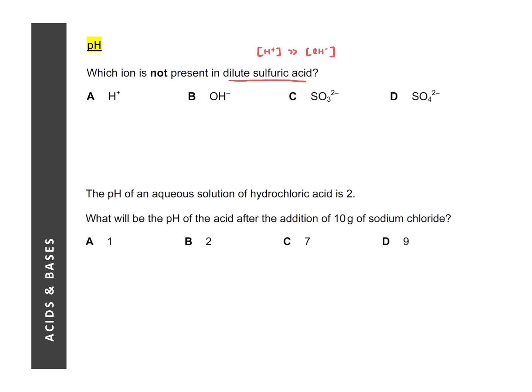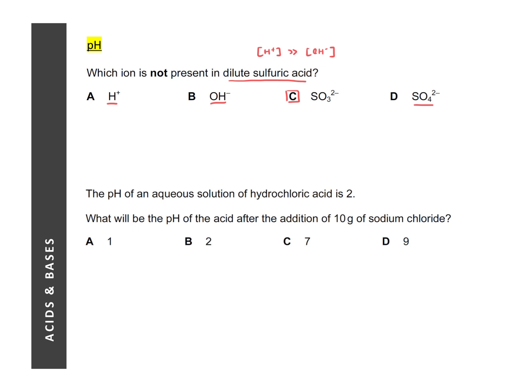For the question on the top, which ion is not present in dilute sulfuric acid, I think a common answer given by students would be B, but that is not the correct answer. The correct answer would be the sulfite ion. Because sulfuric acid will ionize in water to produce hydrogen ions and sulfate ions, and as mentioned, due to the autoionization of water, you will have hydroxide ions. So the ion that you will not get will be the sulfite ion.